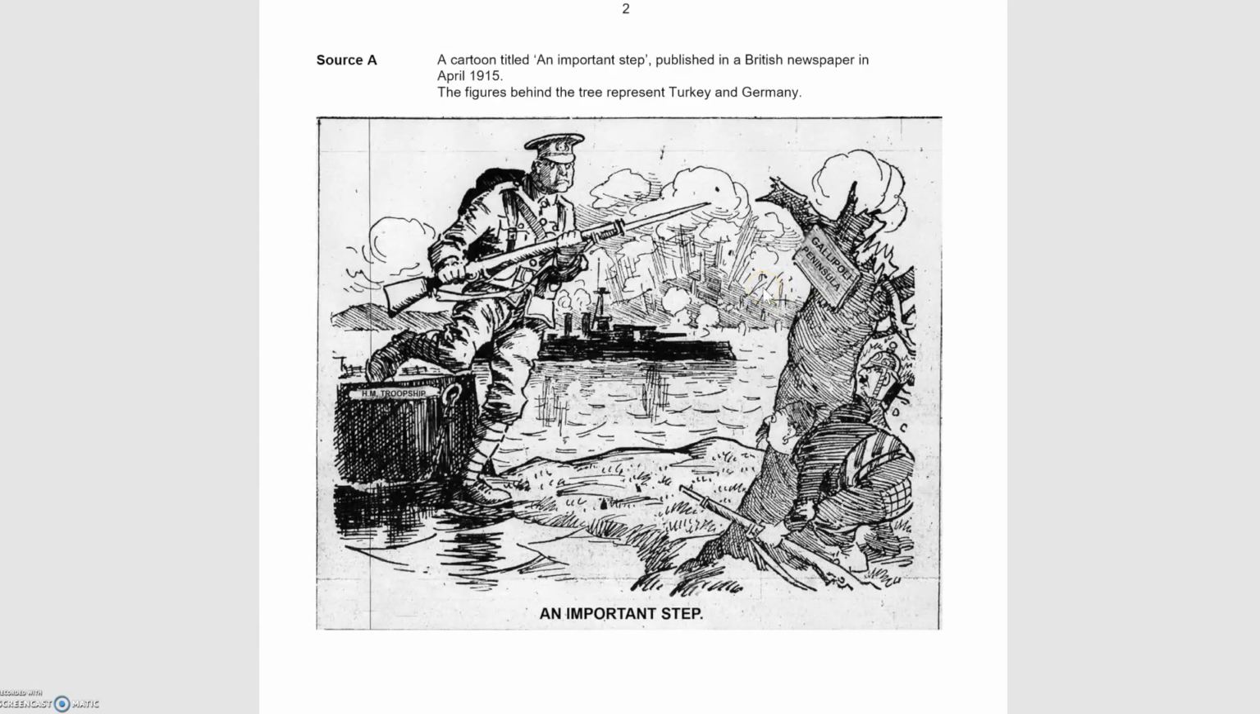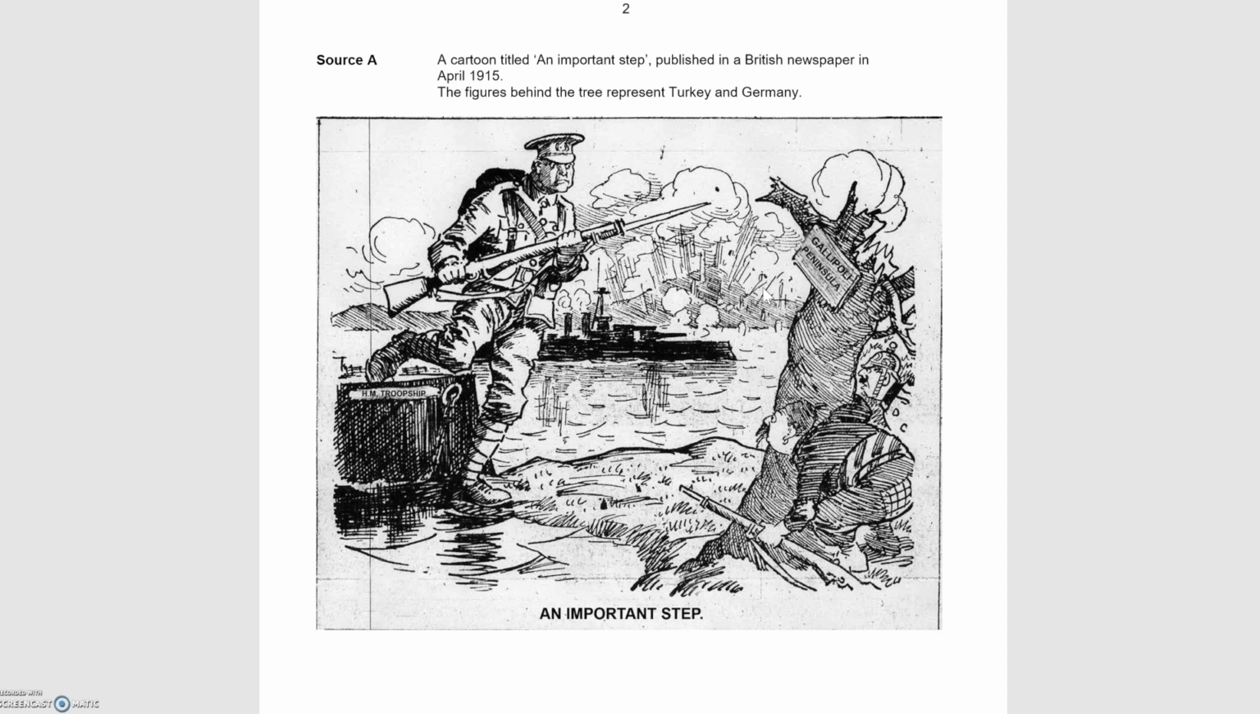If we take a quick look at the source insert, we can see this is source A. It's a cartoon entitled An Important Step. It's published in a British newspaper in April 1915. The figures behind the tree represent Turkey and Great Britain.